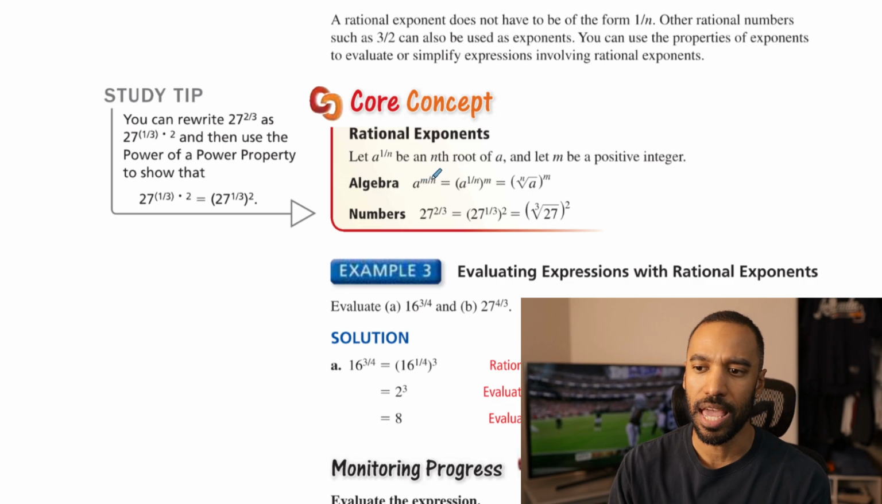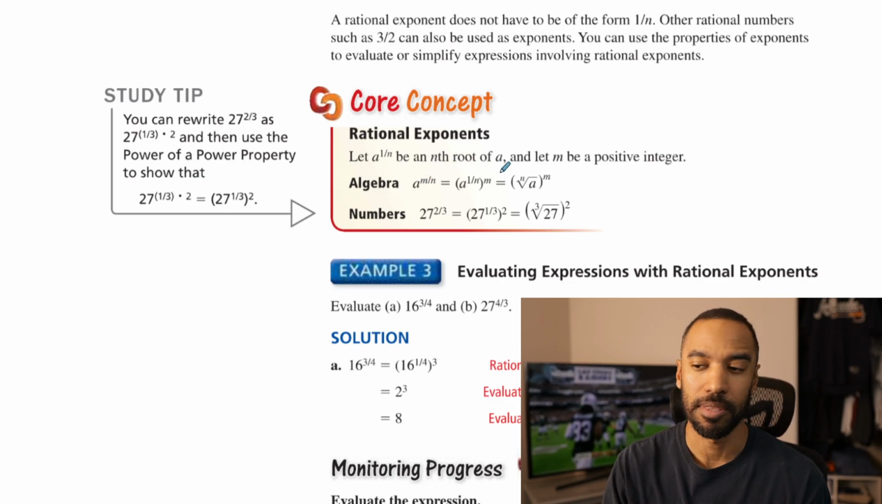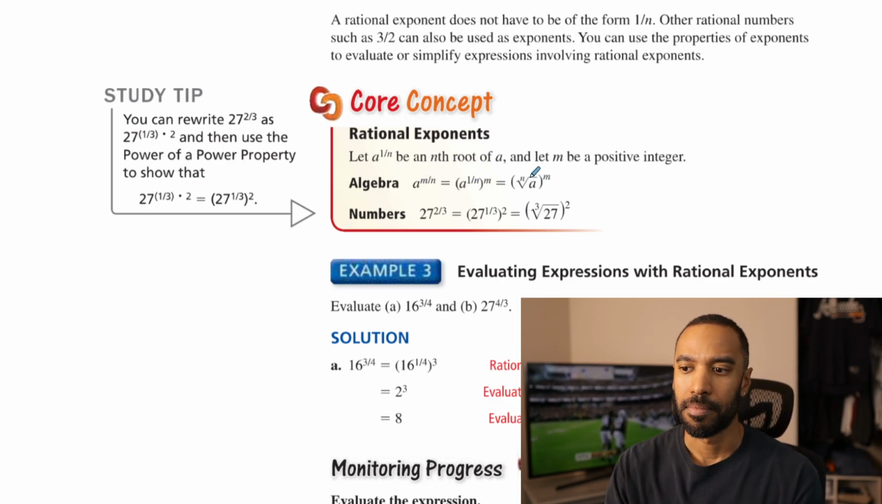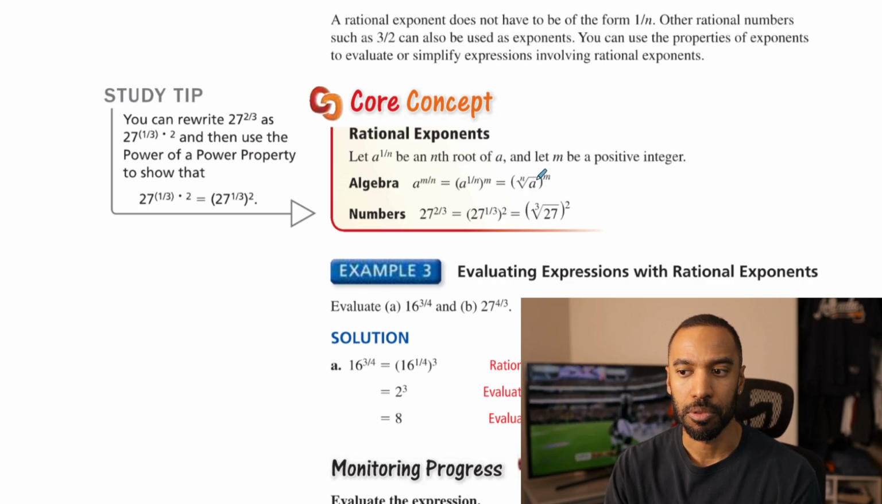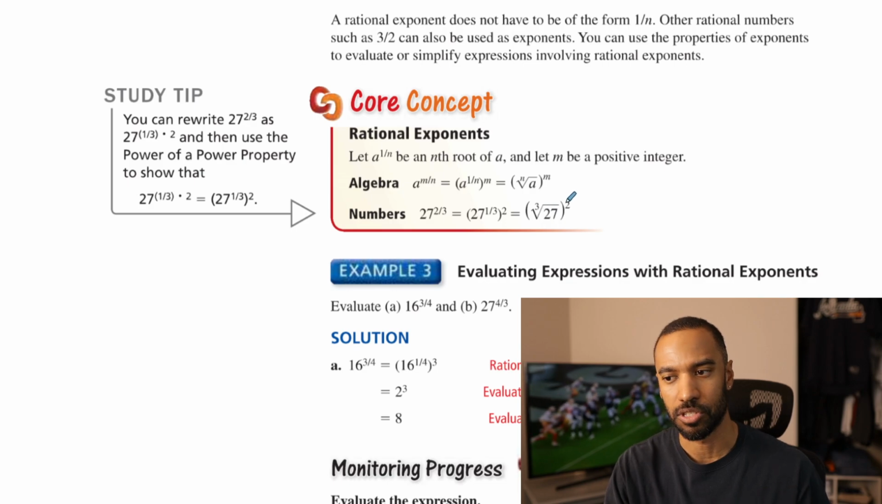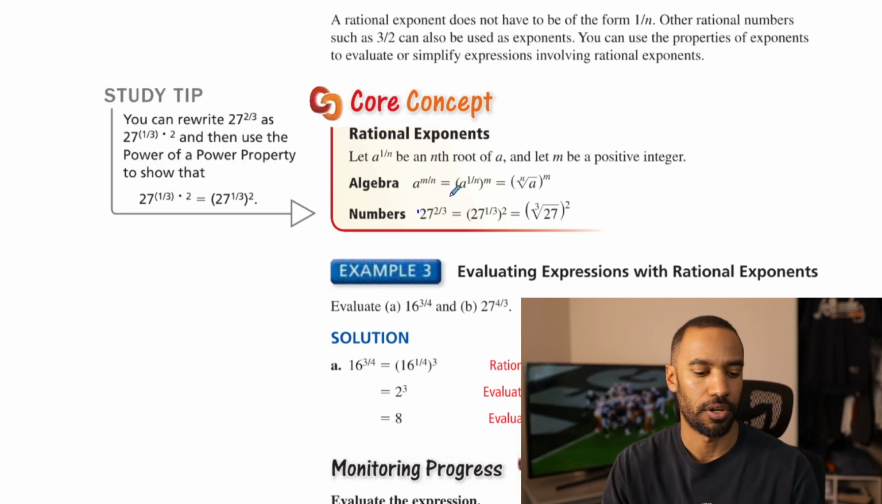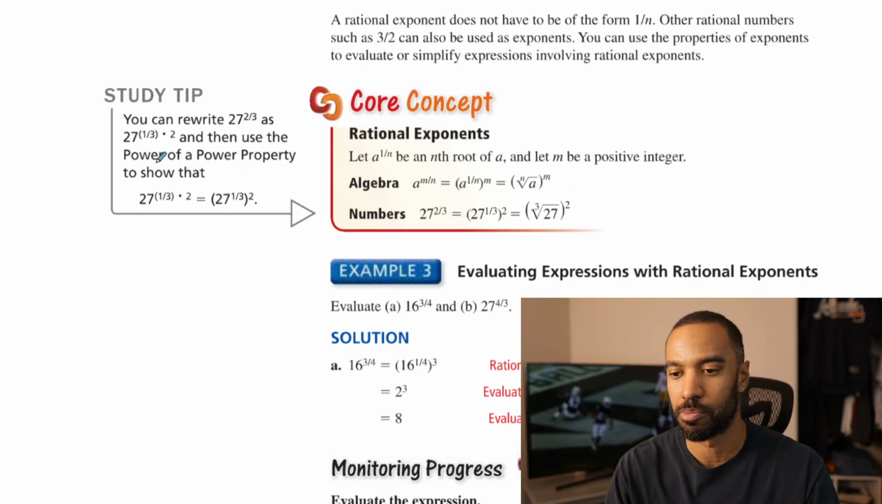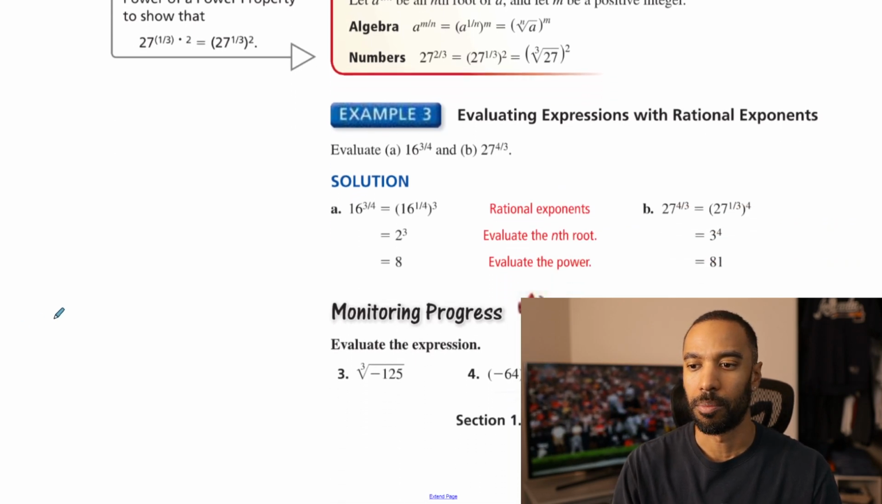Okay, so they're kind of showing this right here. If you raise to the m over n power, not just 1 over n, but the m over n, then it's also to the mth power on top of that. So 27 to the 2/3 is the cube root of 27 squared, whereas 27 to the 1/3, which is the cube root of 27 to the 1st power. So cool, we will be evaluating those.